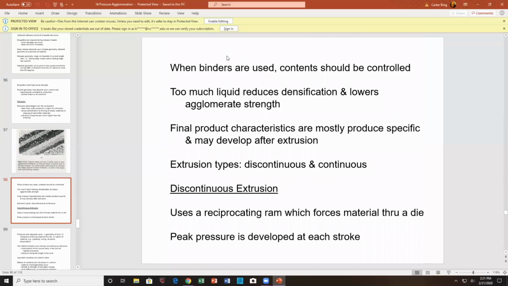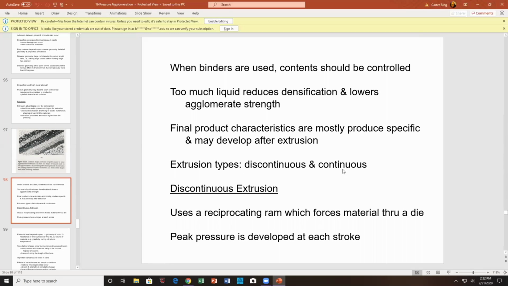When binders are used, contents should be controlled. Too much liquid reduces densification and lowers agglomeration strength. Final product characteristics are mostly product specific and may develop after extrusion.